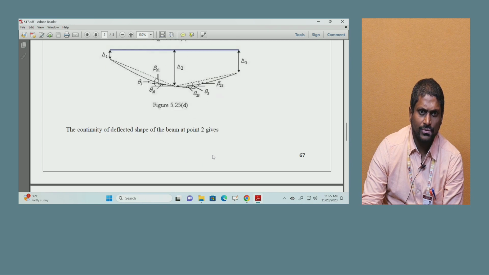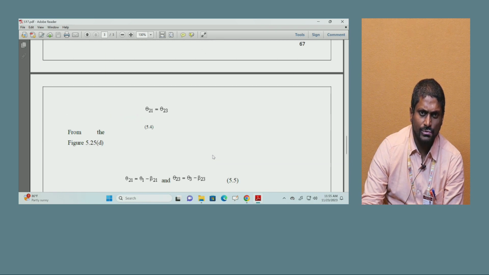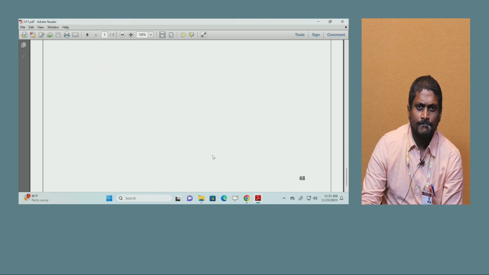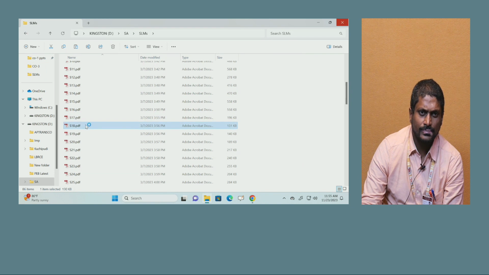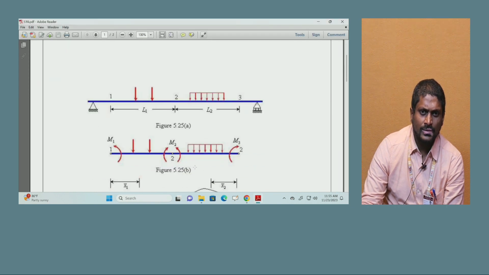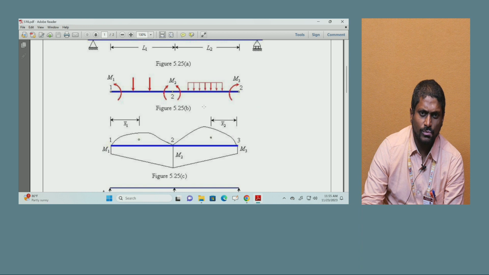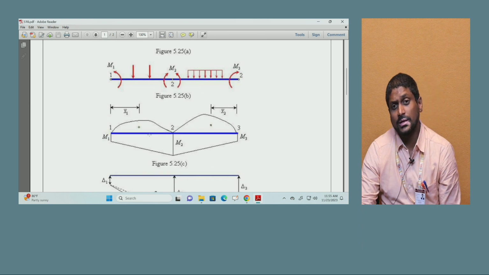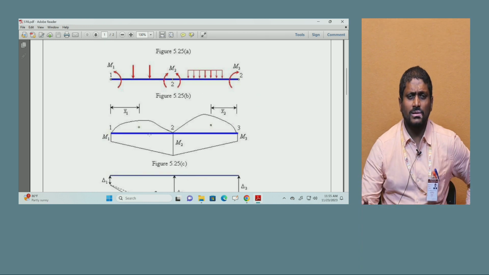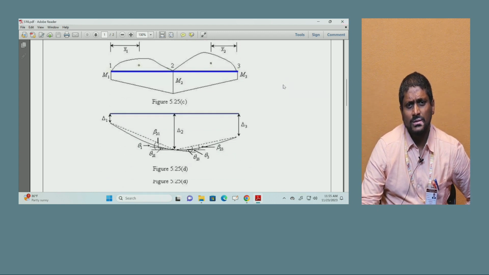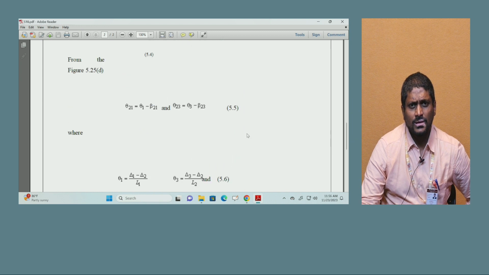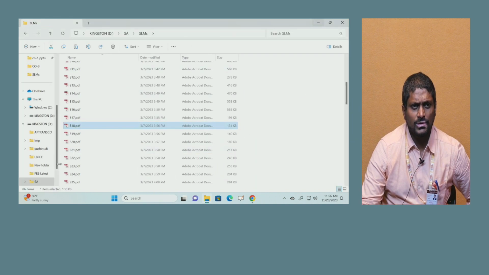And the continuity of the deflected shape of the beam at point 2 gives an expression like this. Then the beam can be seen here, one continuous beam having an overhang here. How to make the free body diagram can also be seen, and how to calculate x bar, the centroidal distances, and M1, M2, M3 can be seen here, and the same thing will be followed as I have shown in the previous document.